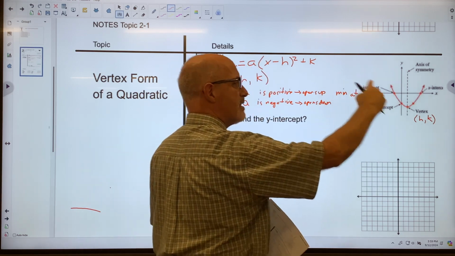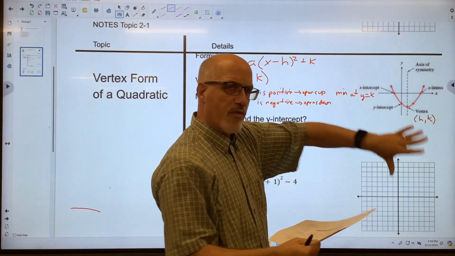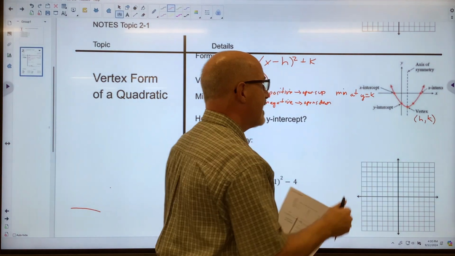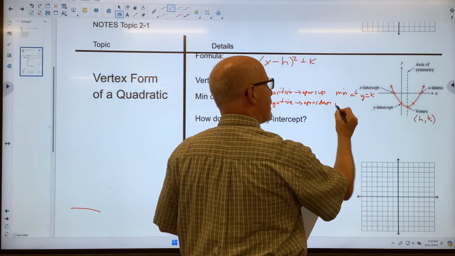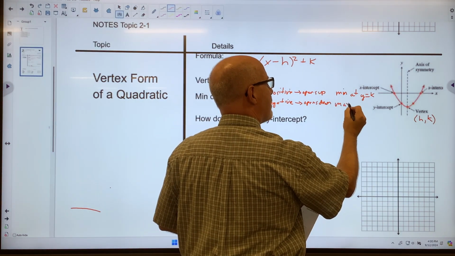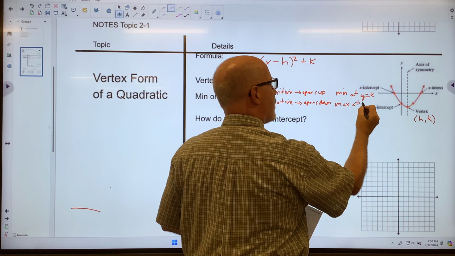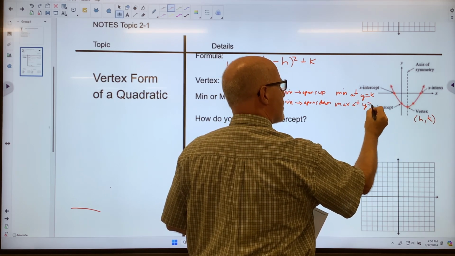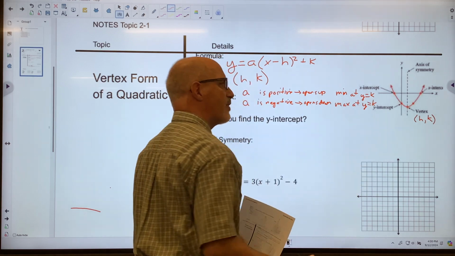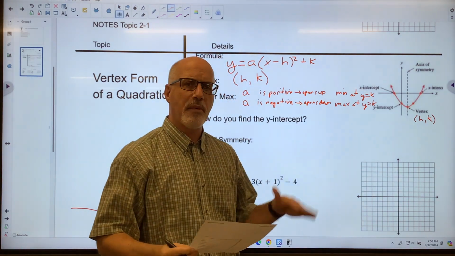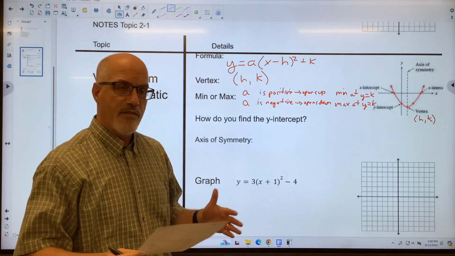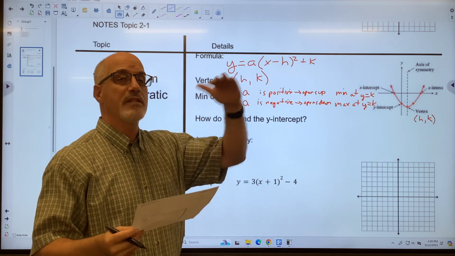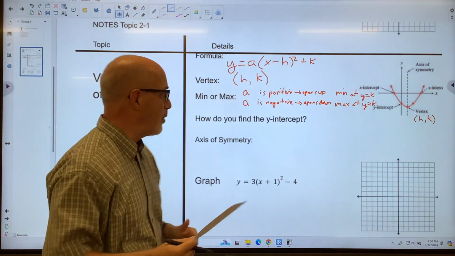Now if it opens down, if this were to flip over because we have a negative a, then we'd have a maximum. There'd be a top point, and the maximum would be the y value there, y equals k. So the y value at the vertex is always the minimum or the maximum for the parabola. If it opens up, it's a minimum. If it opens down, it's a maximum point.